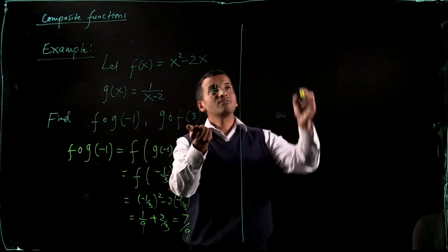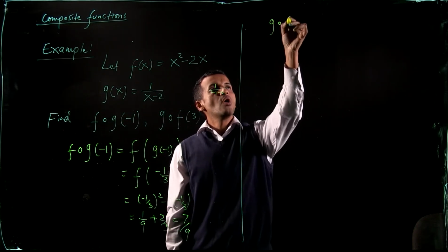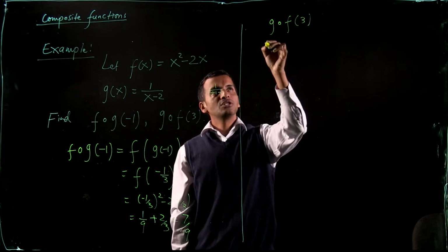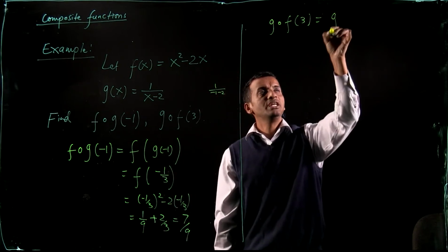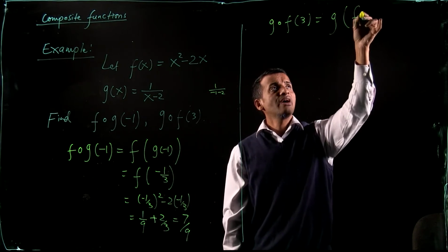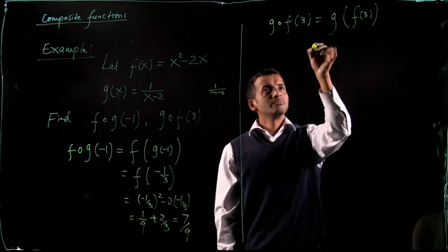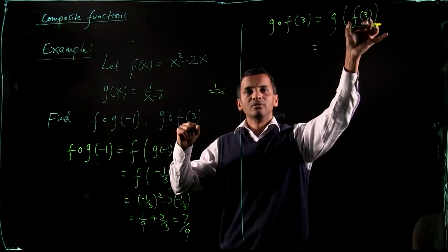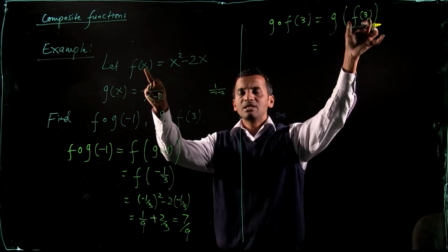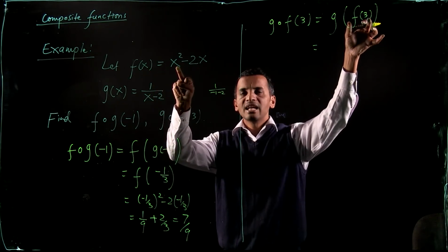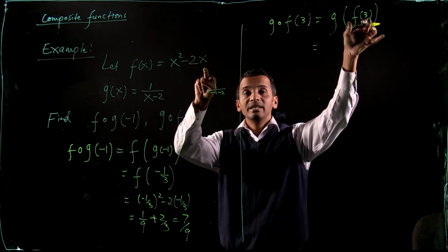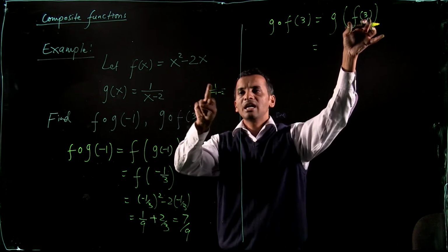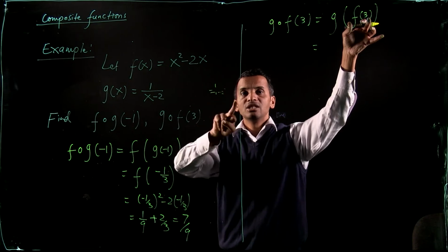How about g o f at 3? g o f at x equals 3. So what does that mean? This means g, and then f at 3. So what is f at 3? First of all, find out this value. f at 3, replace x by 3, you'll get 3 squared is 9, minus 2 times 3 is 6, right? So 9 minus 6 is just 3.